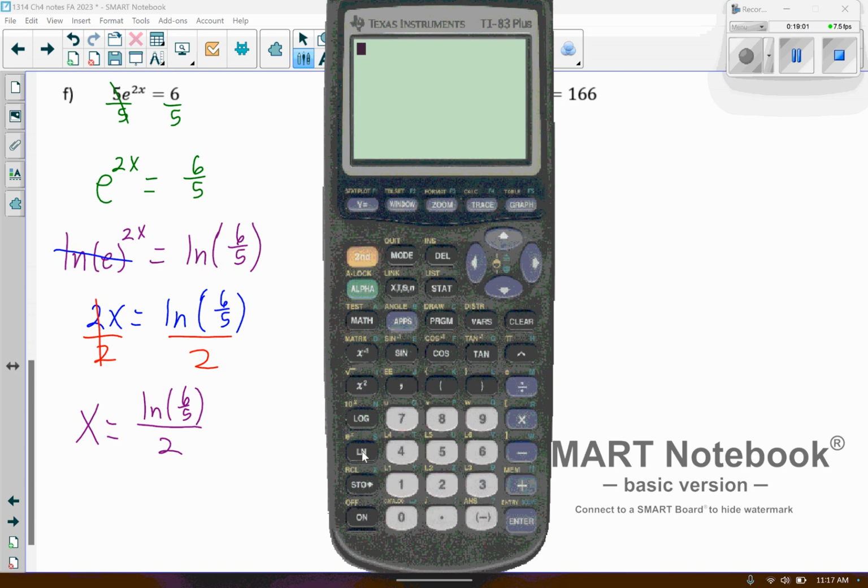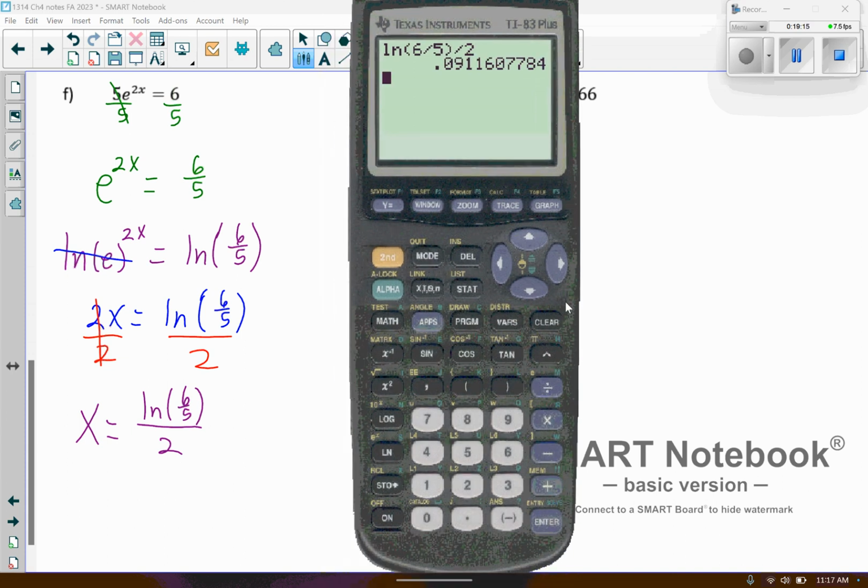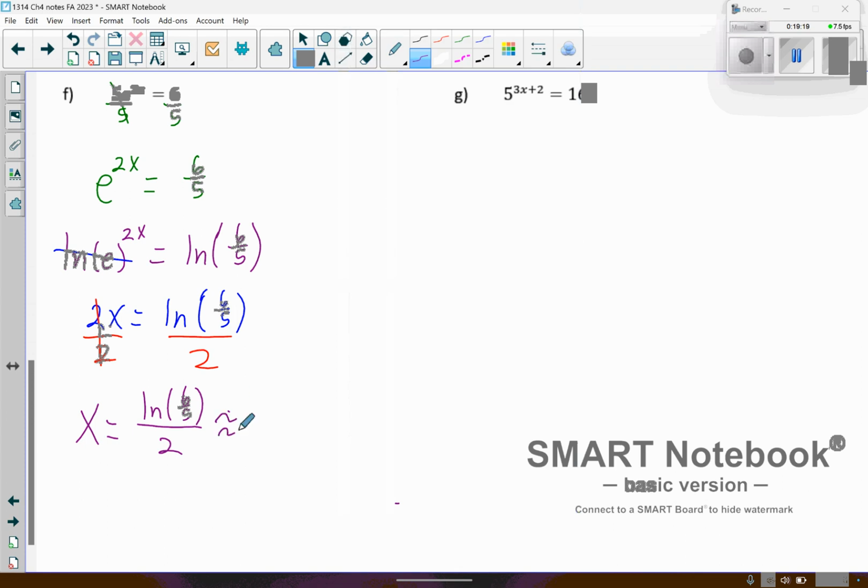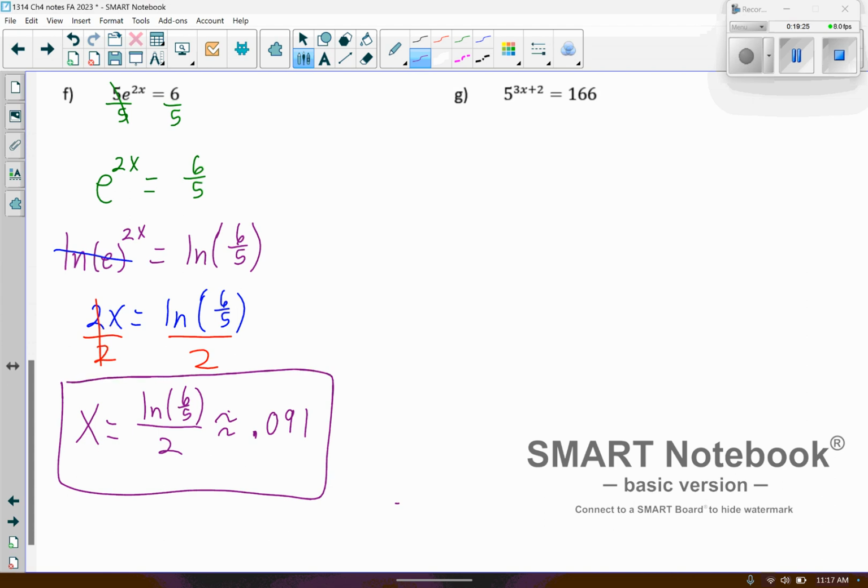So here we go, natural log of 6 divided by 5, and then divided by 2. And it's important that we close that parentheses, right? And so we'll press enter. And so this time, let's see, we get 0.091. And there we go.